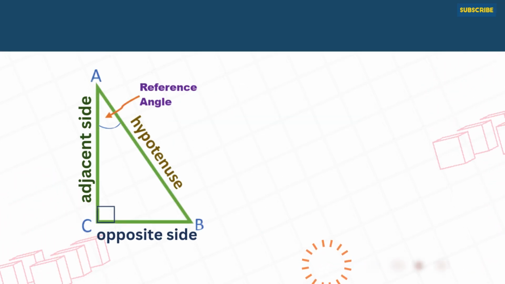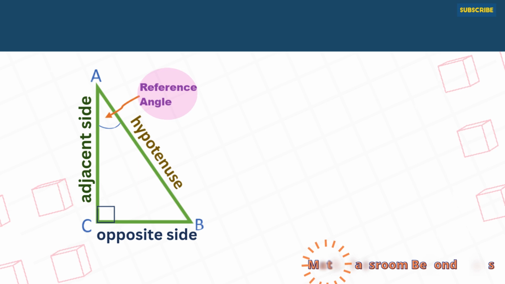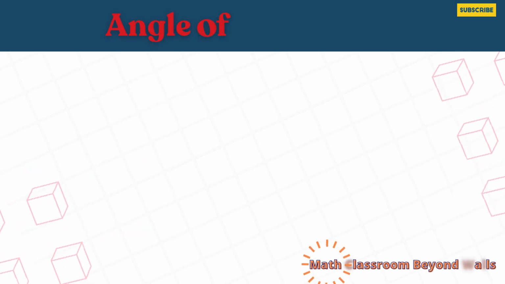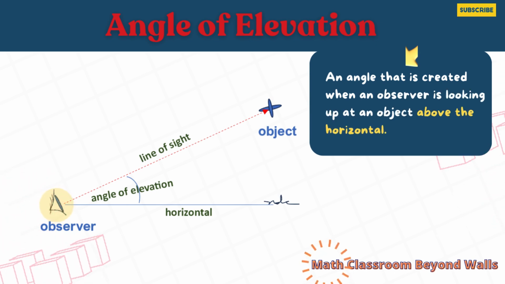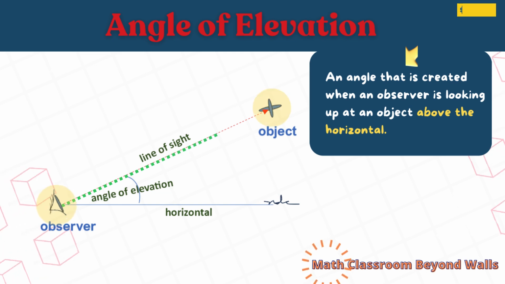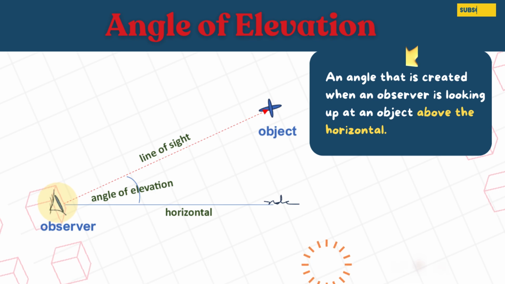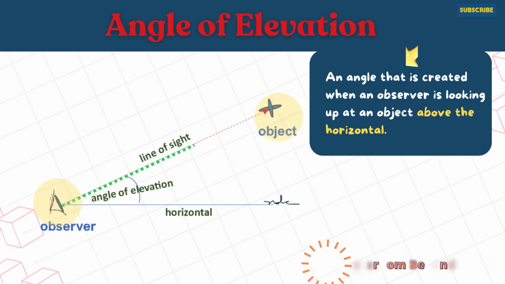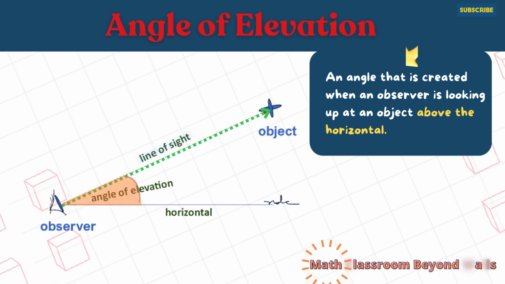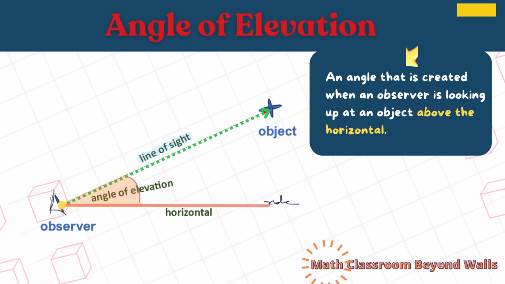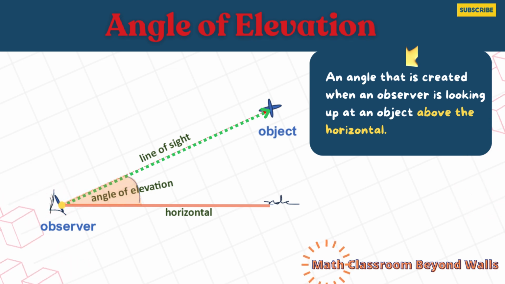In real life, the reference angle is oftentimes referred to as the angle of elevation or the angle of depression. The angle of elevation is an angle created when an observer, represented by the eye in the figure, is looking up at an object above the horizontal as shown. As the observer looks up at the object, it creates an imaginary line between the eye and the object. This is the line of sight. The space between the line of sight and the horizontal, with the observer's eye as the point where these two lines intersect, is the angle of elevation.